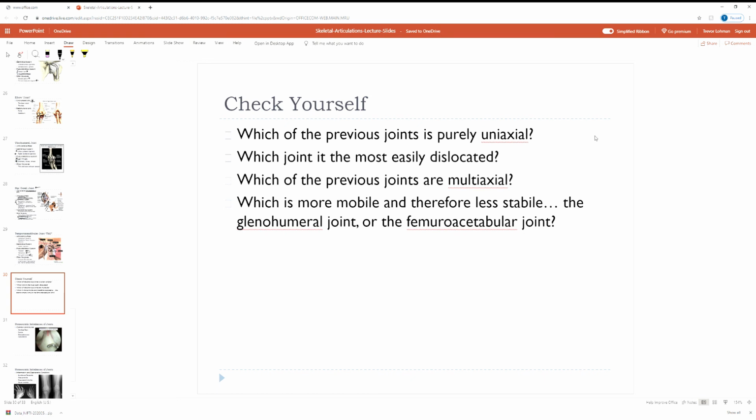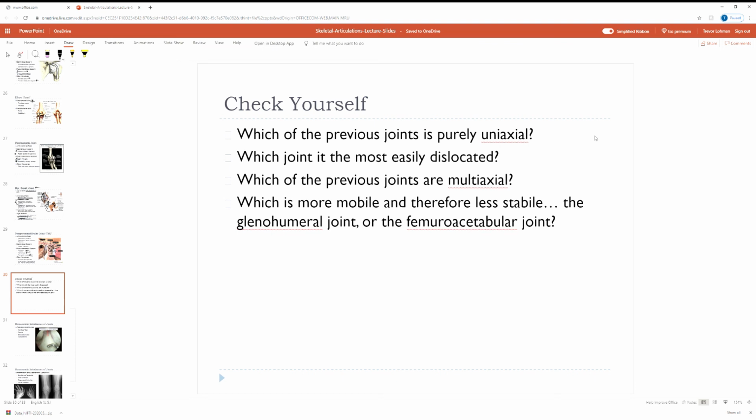Which is most easily dislocated? That's your TMJ. Which are multiaxial? So your hip and shoulder are both multiaxial. We could say that your knee is biaxial. Your mandible's tougher to define because a lot of that movement is just gliding. But even so, I would say that it is maybe biaxial at best, or even uniaxial. It's a tough one, which is why I didn't call it uniaxial earlier. That's just your elbow. That's purely uniaxial. So just your hip and shoulder of the ones we discussed.